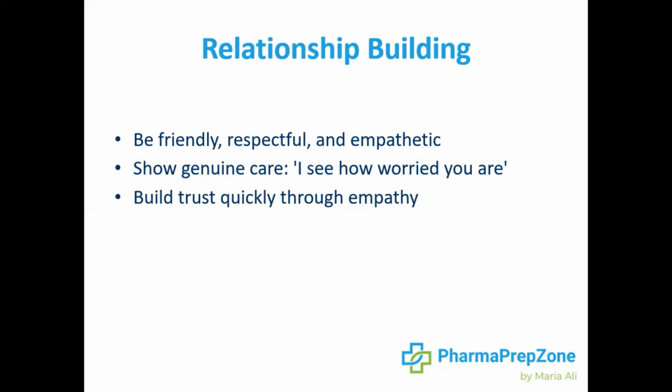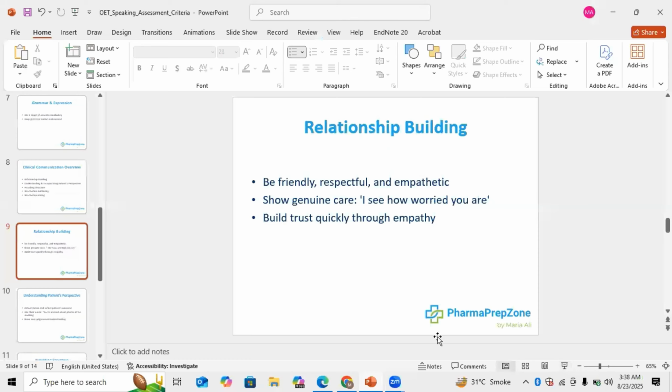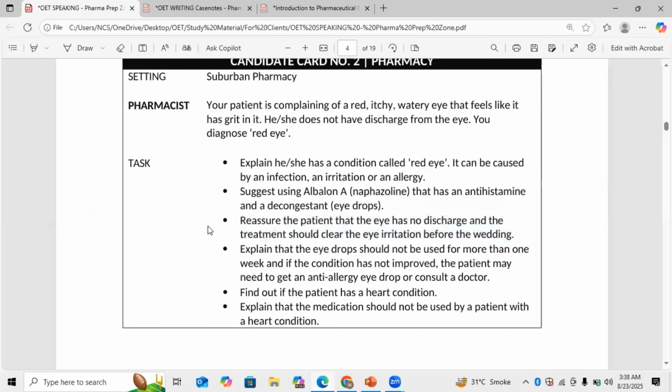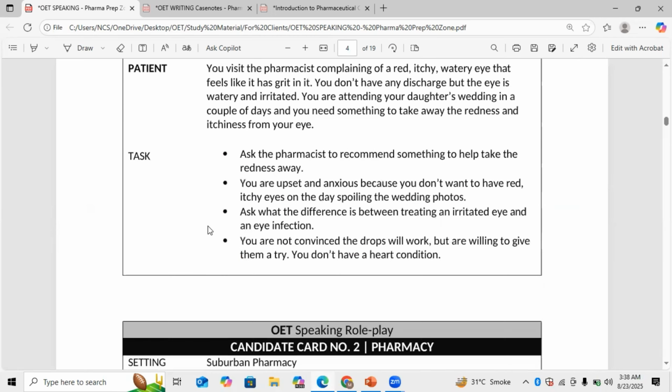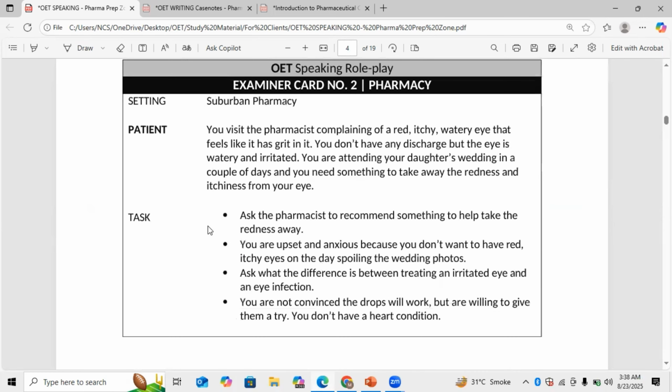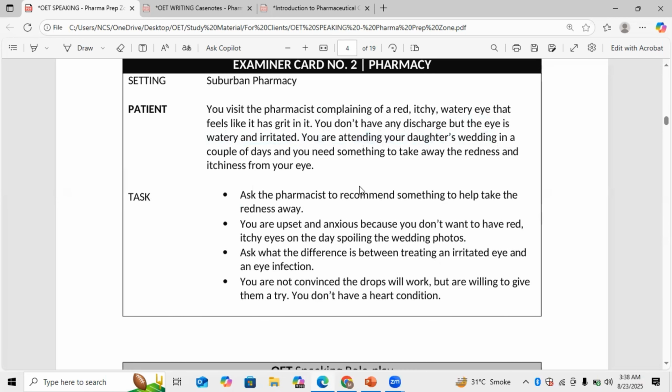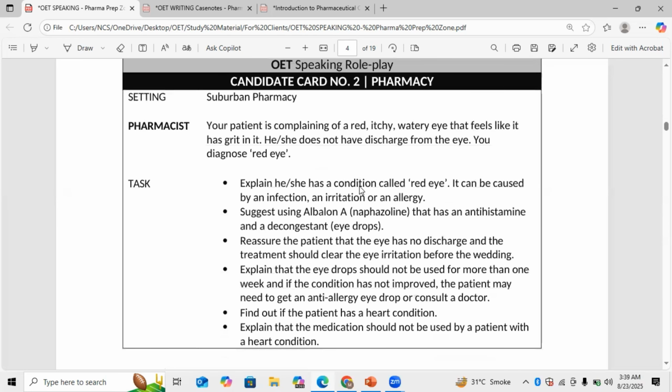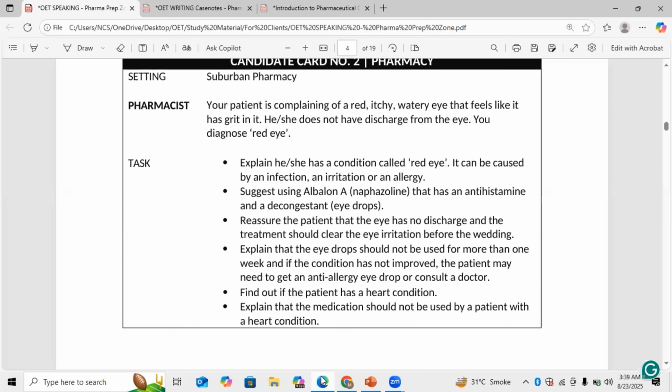Let's see how you can do it from the same role play we've been discussing. So at this point, the patient came to you and told you that he had a red, itchy, watery eye. It has grit in it, and it is very irritated and watery, and he has to attend his daughter's wedding in a few days. So he was very worried. So what will you do at the very start? You won't be saying straightforwardly that your condition is red eye or something.